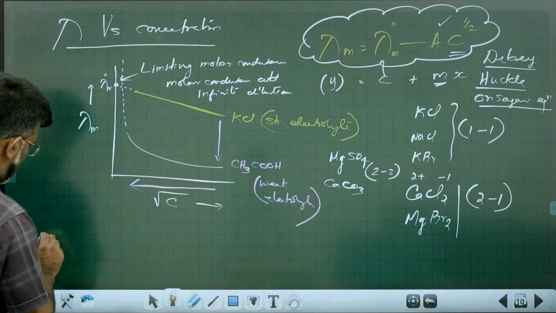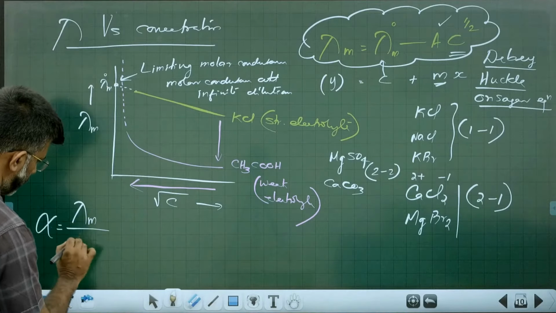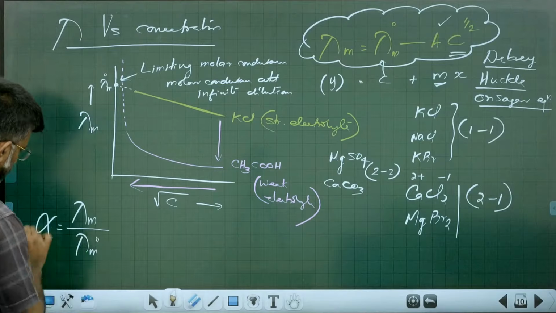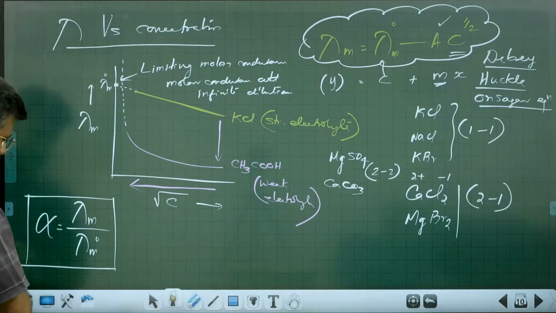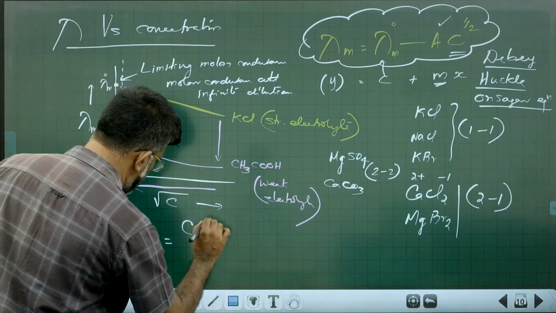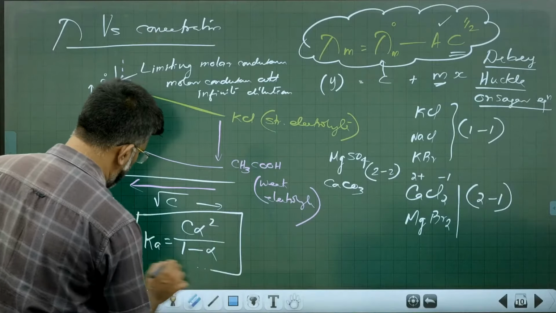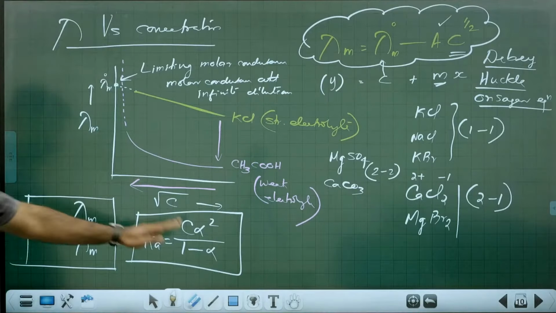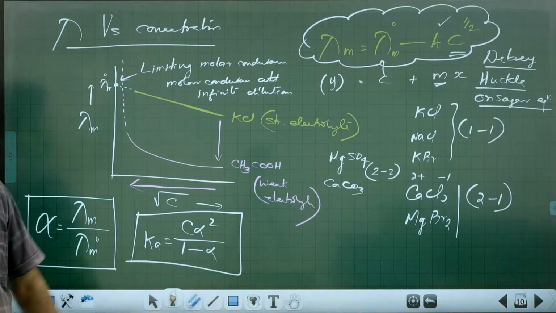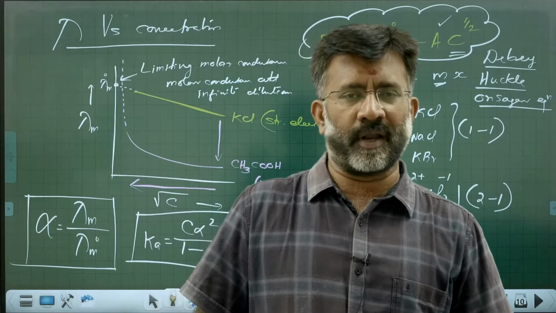That is for degree of dissociation. Degree of dissociation, alpha, is equal to lambda m by lambda m naught. Try to incorporate this in the Ka value. Ka is equal to C alpha square by 1 minus alpha. So you can incorporate this here and try to find out some formula based questions. Equip yourself to answer some formula based questions.